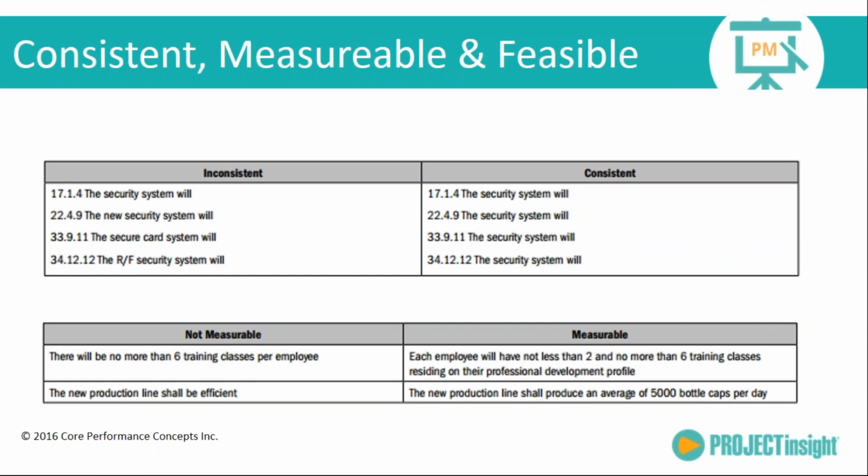The next thing is consistent, measurable, and feasible. Let's talk a little bit about consistent and inconsistent. If you notice on the left-hand side, we use different descriptions of the system: the security system, the new security system, the secure card system, the RF security system. Name things once and use the same term over and over again.